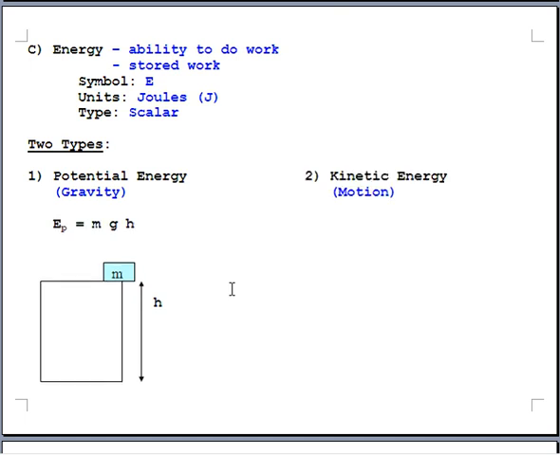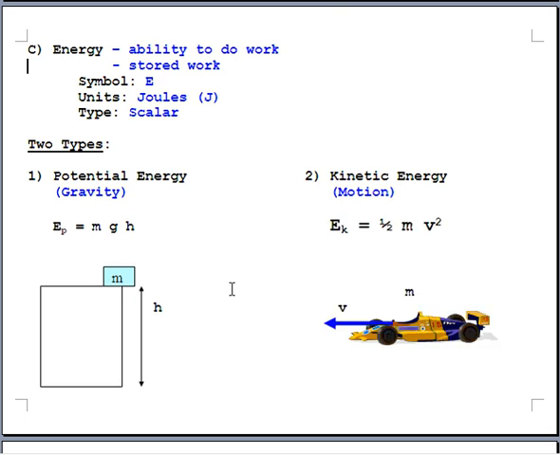The second kind of energy is called kinetic energy. And any object that's in motion is going to have some kinetic energy. And the equation for that one is E with a little subscript K for kinetic. And it's equal to 1/2 times the object's mass times the velocity squared.